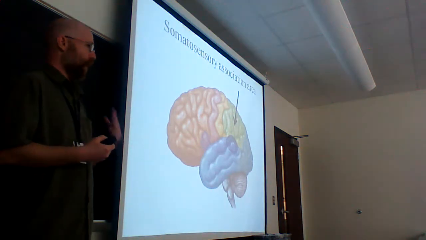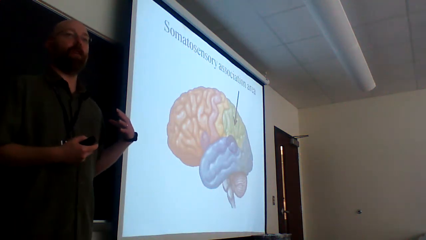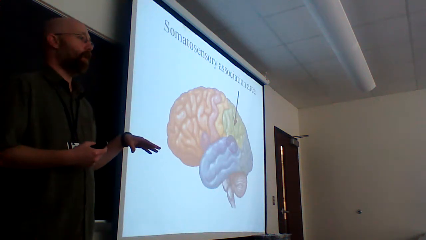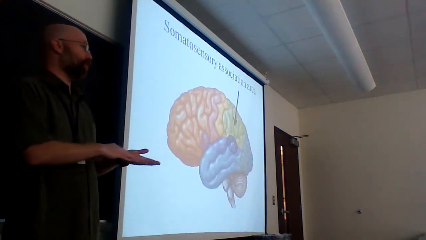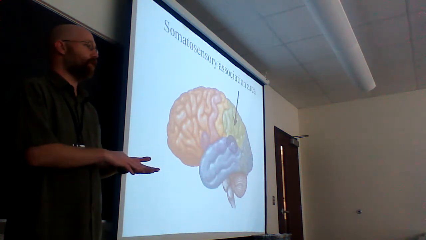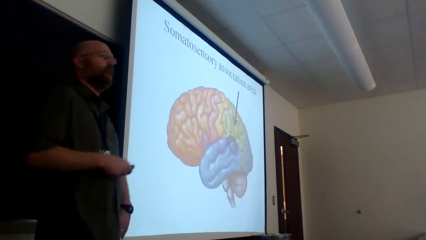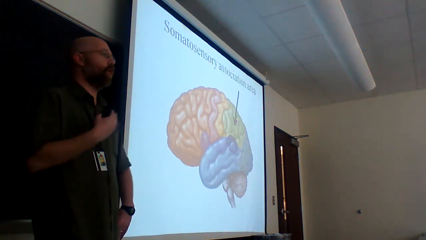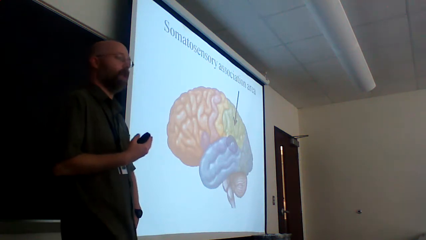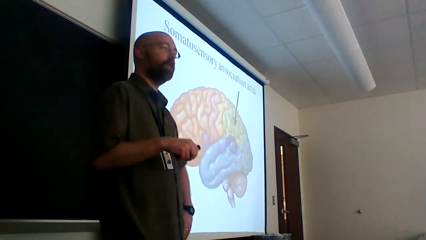You rub your hand on something soft, like a cat. That's going to trigger pressure receptors. But it's this part of your brain that says, hey, that's nice. And that's what gives you some of the gratification from petting an animal.